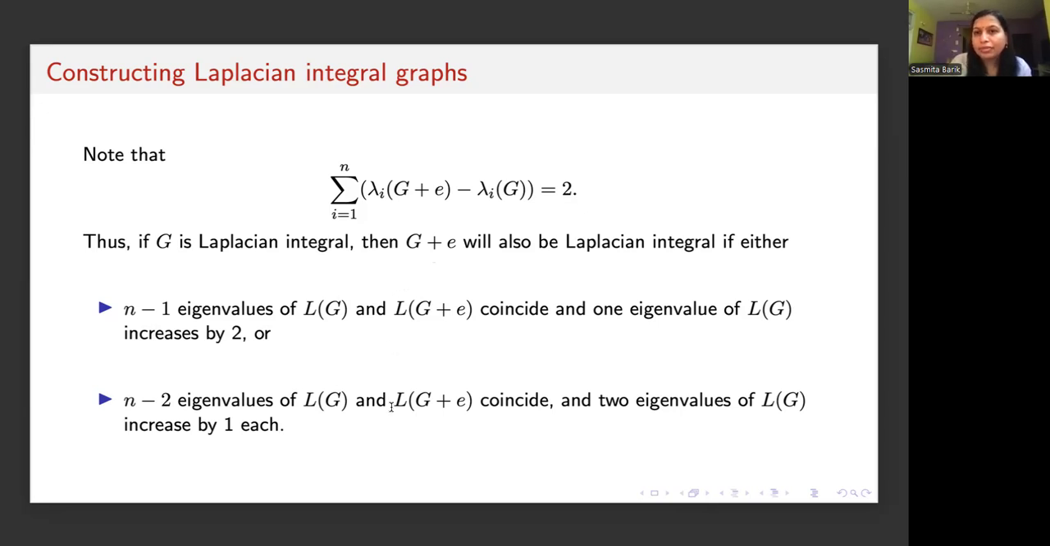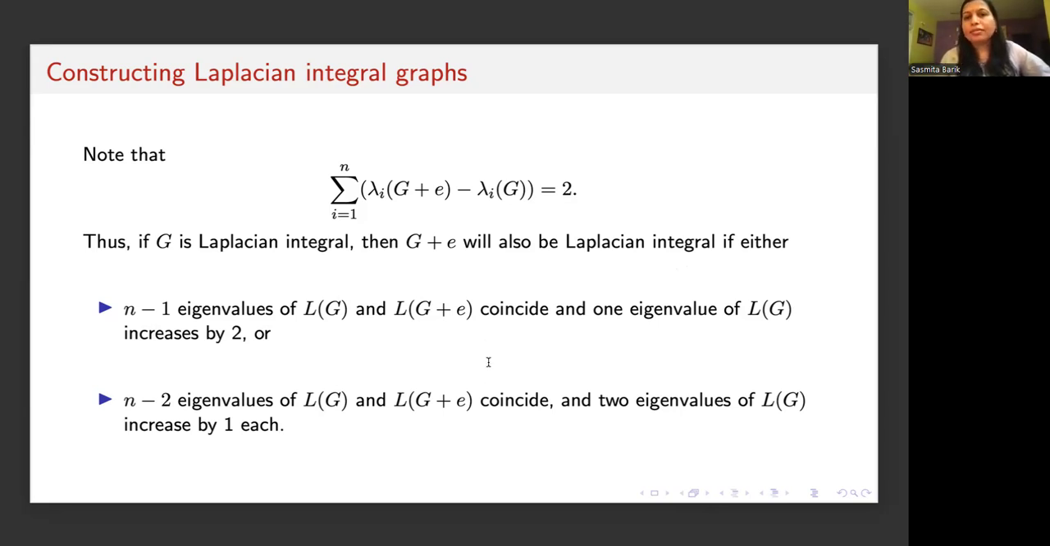If these two things happen, n minus 1 eigenvalues of LG and LG plus E will remain the same, and one eigenvalue will increase by 2. Then the first graph was Laplacian integral, and G plus E will also become Laplacian integral, because only one eigenvalue is increasing by 2. Or it may happen that two eigenvalues increase by 1 each, and the other eigenvalues remain the same. Then from one Laplacian integral graph, we can go to another Laplacian integral graph.